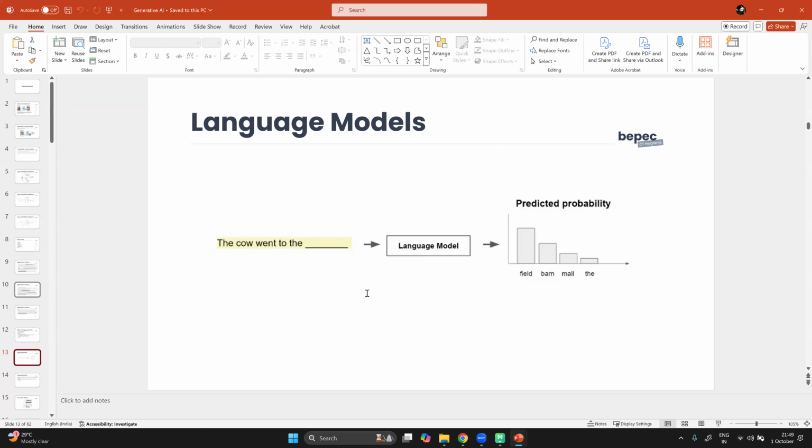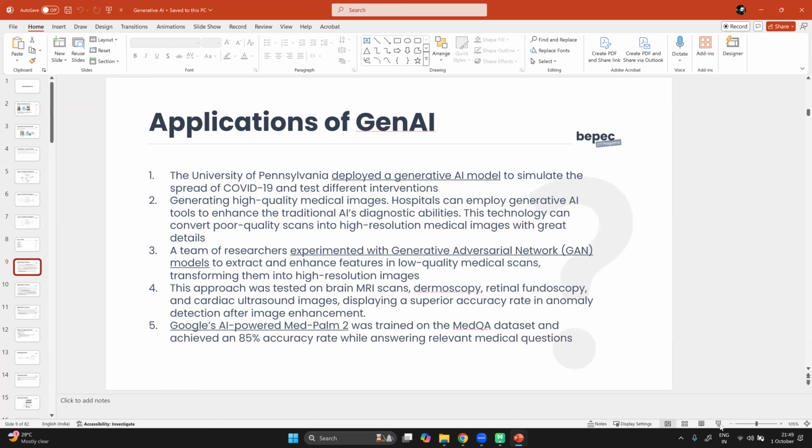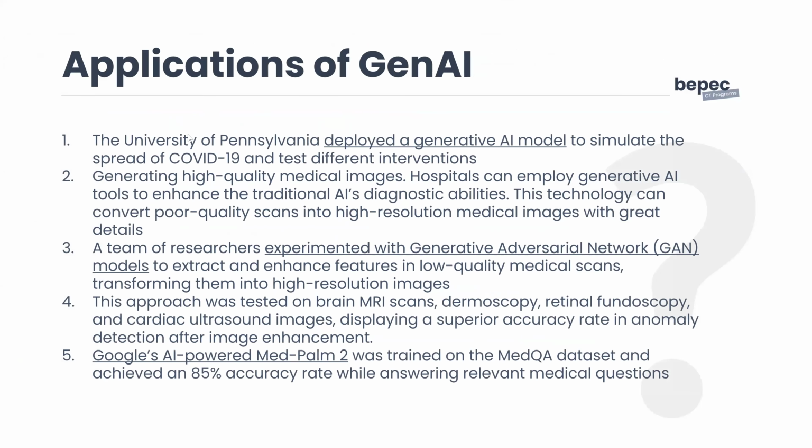And these are some of the applications of generative AI. One is that the University of Pennsylvania deployed a generative AI model to simulate the spread of COVID-19 and test different interventions. Generating high quality medical images: hospitals can employ generative AI tools to enhance traditional AI diagnostic abilities. These technologies can convert poor quality scans into high resolution medical images with great detail.